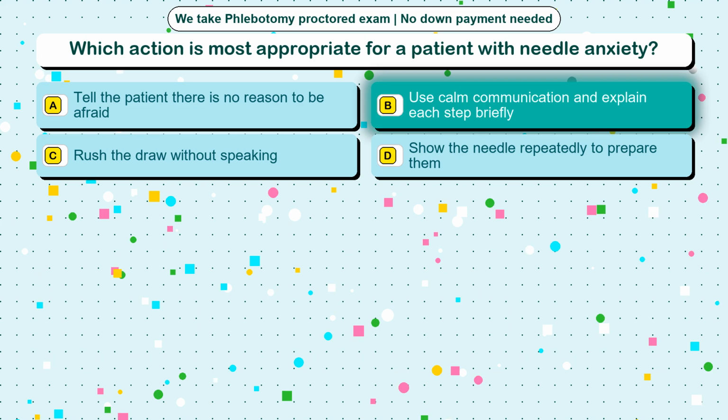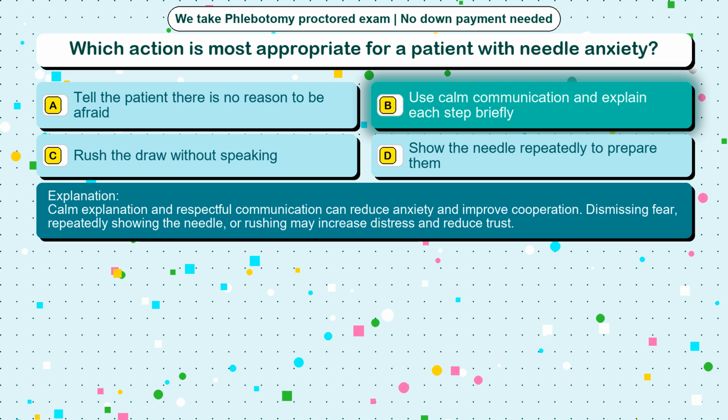The correct answer is option B, use calm communication and explain each step briefly. Calm explanation and respectful communication can reduce anxiety and improve cooperation. Dismissing fear, repeatedly showing the needle, or rushing may increase distress and reduce trust.